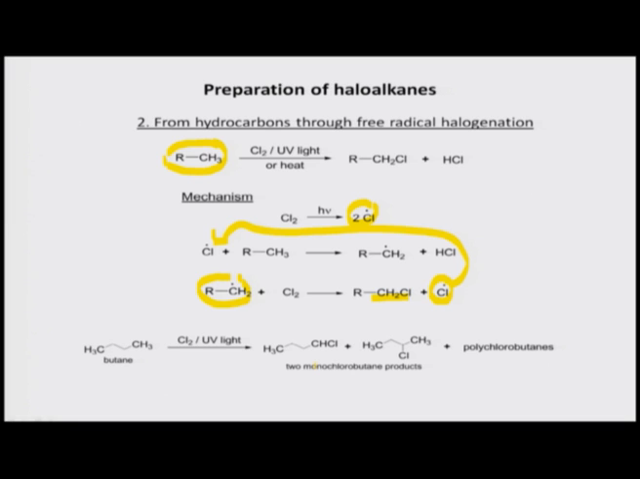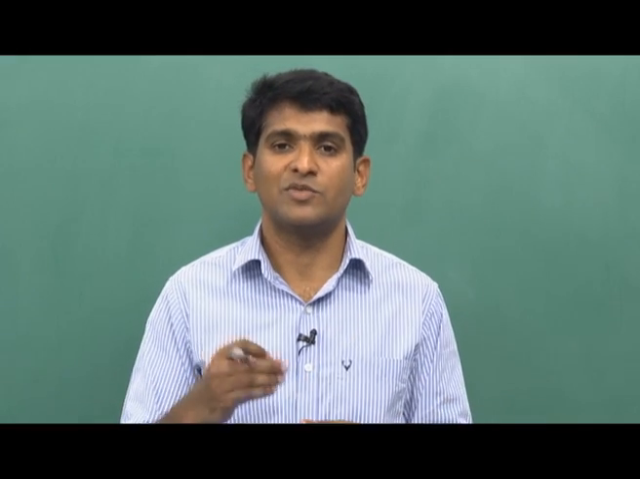So, if I assume that only one of the hydrogens is replaced, even in that case I can get 1-chlorobutane and 2-chlorobutane. These are monochlorobutanes. Additionally, I can also have polychlorobutanes, where there can be more than one, that is 2, 3, 4 or 5 hydrogen atoms replaced with chlorine.